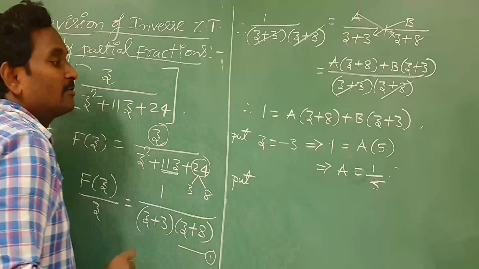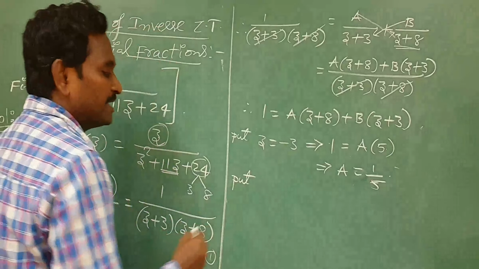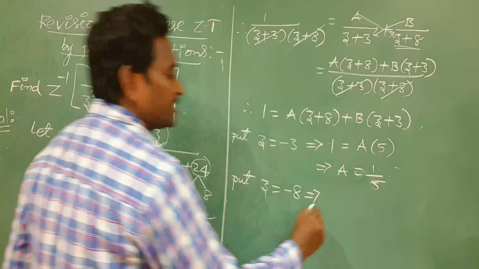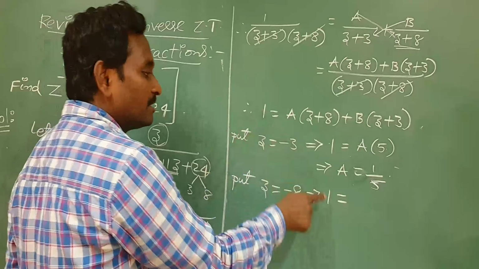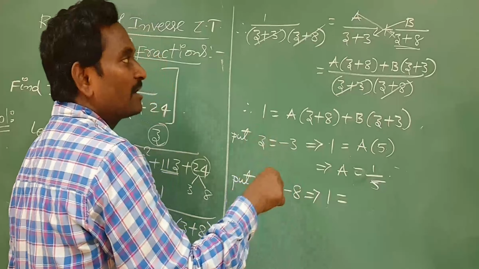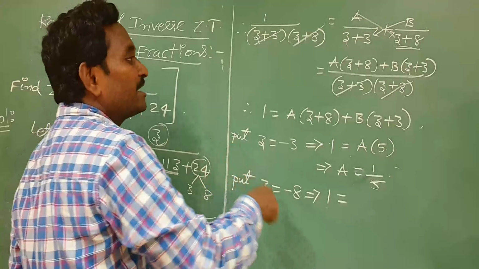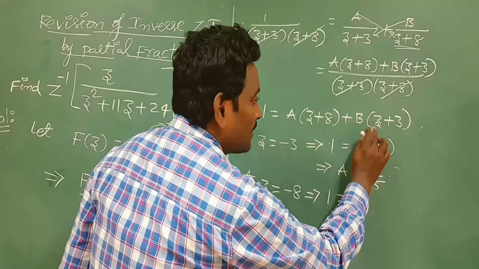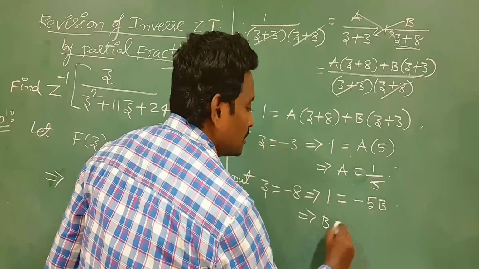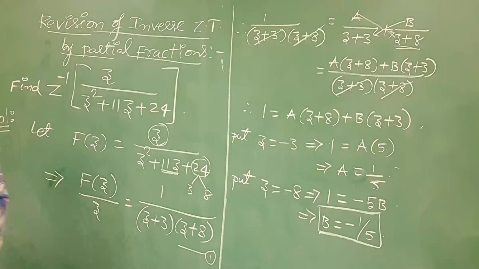Now, it is enough to find out the value of b. Since the denominator of b is z plus 8, whose root is minus 8, I am replacing z is equal to minus 8 in this equation. So, in the left hand side we have only 1. Minus 8 plus 8 becomes 0. Whenever you are replacing the root of the denominator of b, automatically a will be eliminated. You will get directly b value. So, 0 plus minus 8 plus 3, it would be minus 5b. So, b value is minus 1 by 5.